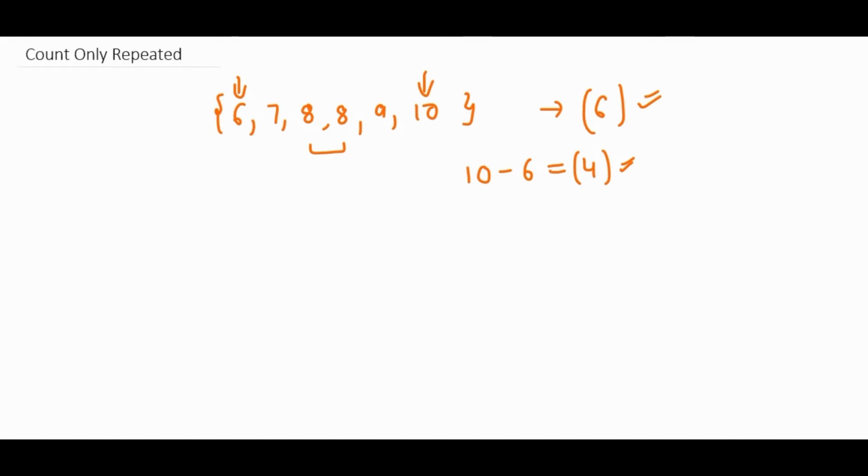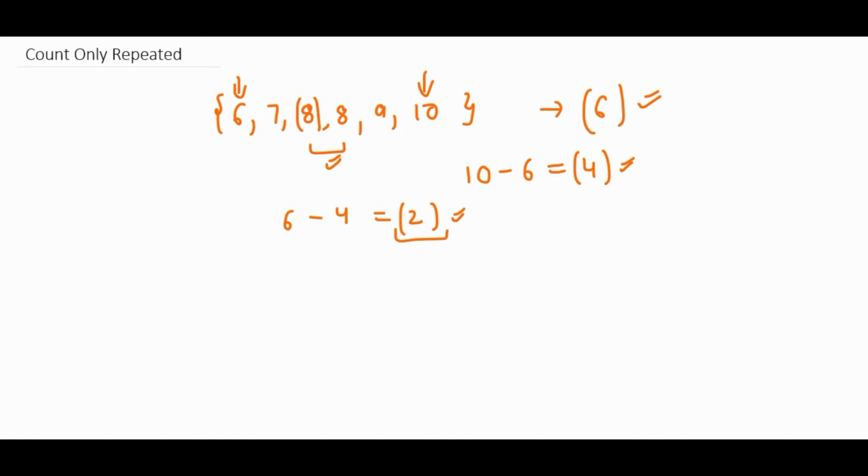So we can find the frequency of that element which is repeating itself. That will be 6 minus 4, which is equal to 2. As you can see, 8 is repeating itself twice, so our answer will be 2 only for the frequency part. Now we need to find the element which is repeating.